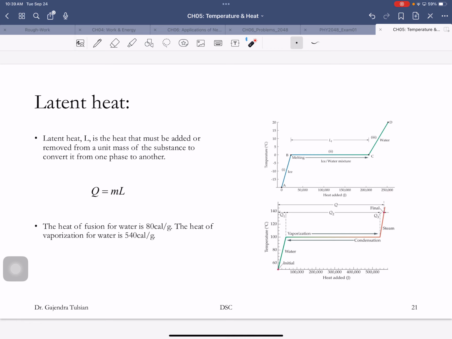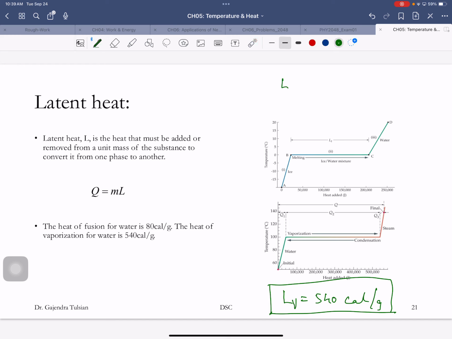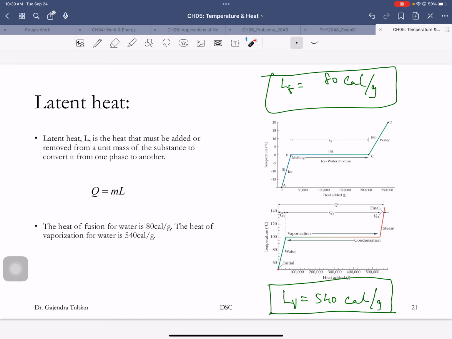Okay, this is called the latent heat of vaporization. For water, the latent heat of vaporization is 540 calories per gram. Okay, what that number means is, to convert 1 gram of water to steam, you need 540 calories of heat. So I want you guys to remember those two numbers. Latent heat of fusion is 80 calories per gram, and latent heat of vaporization is 540 calories. That's an enormous number, and it's a very important part of our life.